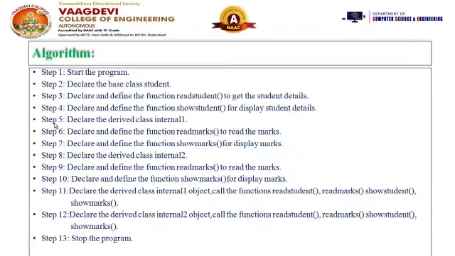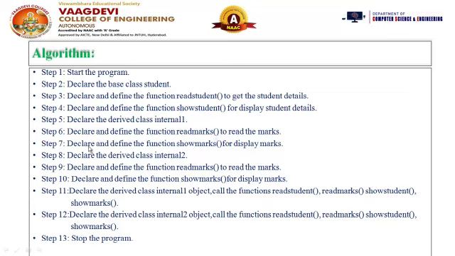In step 6, we will define the member function, that is the read marks function, to read the marks. In the next step, we will define a member function to display marks detail. In step 8, we will create the derived class internal 2. In step 9, we will define the read marks function to read the marks. In the next step, we will define a member function to display marks detail.